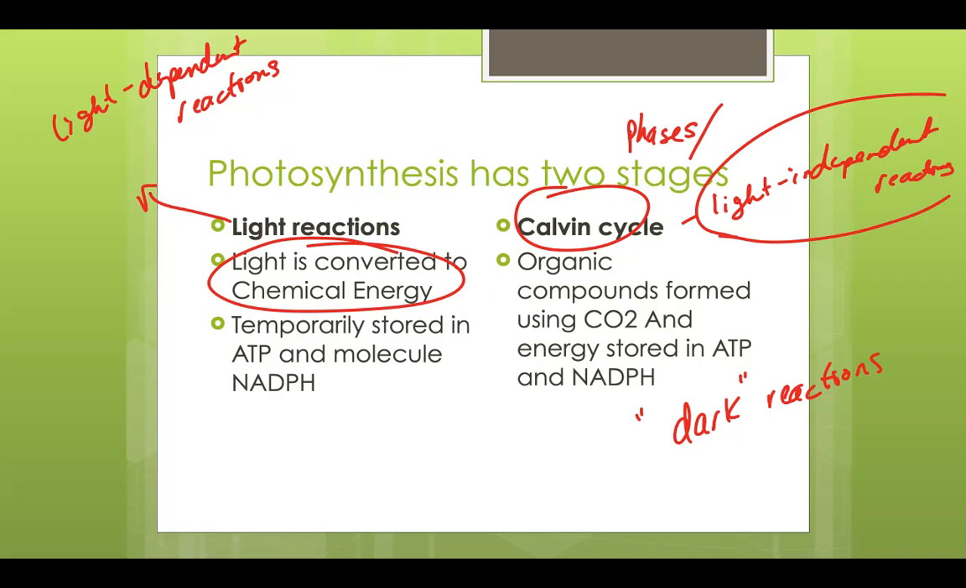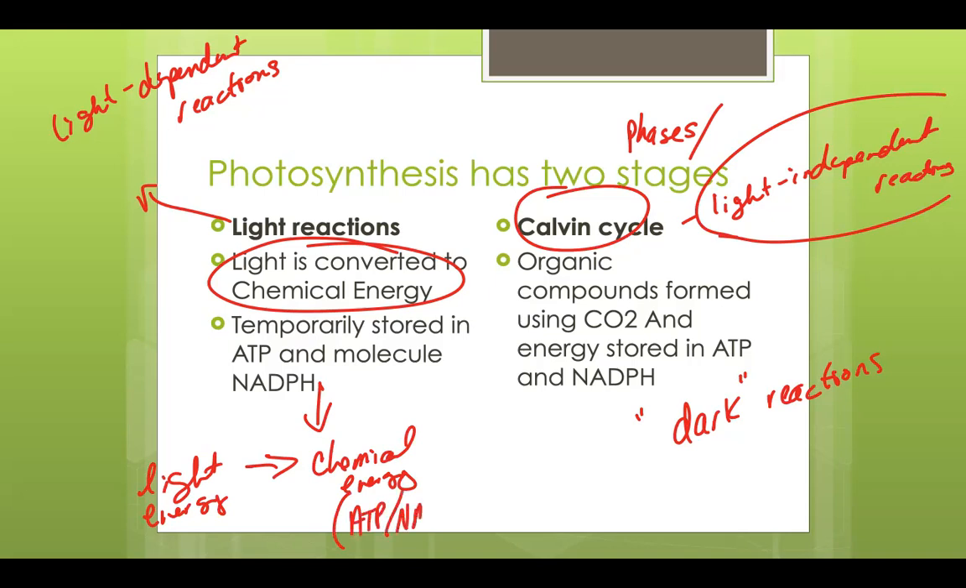So for this part, you've got light converted to chemical energy. So light energy to chemical energy. That chemical energy is ATP and NADPH. The second part, you're going to take CO2 using the energy that you made, and you're going to make organic compounds.